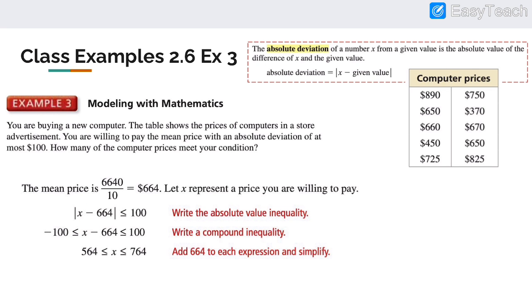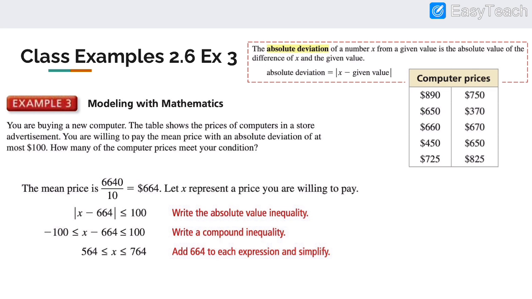This is going to be absolute value because it's going to be an absolute deviation. And you're willing to spend at most $100. So that means you can go up to 100, but you can't go over. So it's going to be less than or equal to. It's a less than, so it's an and statement. So you put the values on either side that are positive and negative. Add your 664 to both sides, and your final answer becomes values between $564 and $764.